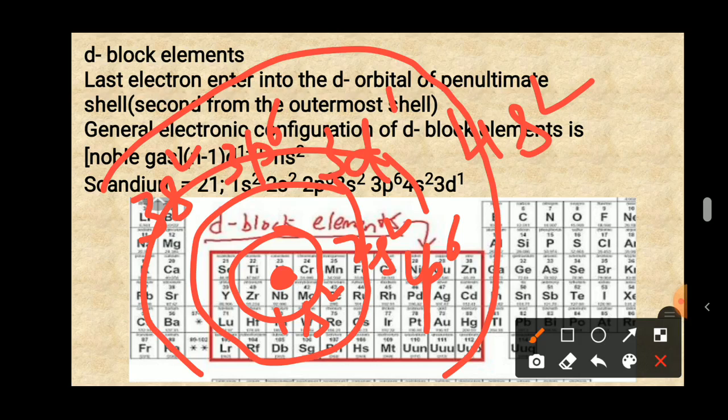If you don't know, watch the previous video on the N plus L rule. In that I explained how the 4s energy level is lower compared to 3d. So based on this, which one is the outermost shell? The shell number 4 is the outermost shell. Which one is the second outermost shell? That is the third shell. I hope you understood the concept: the outermost shell is the fourth shell, the second outermost shell is the third shell.